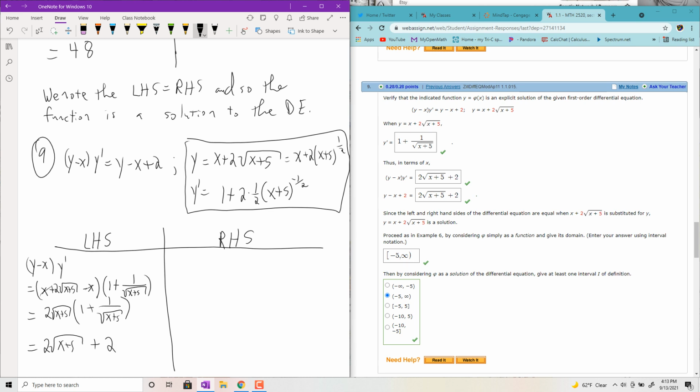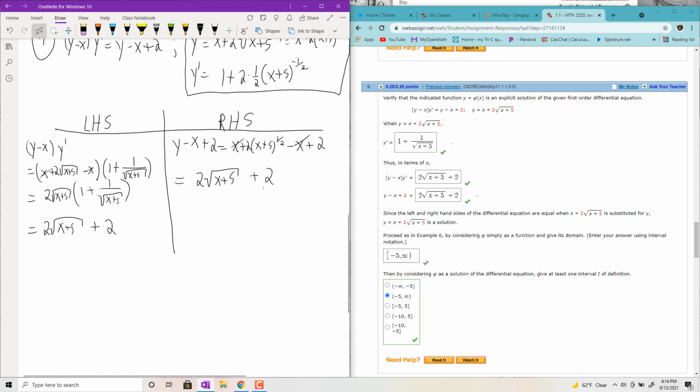And then let's work with the right-hand side and see if we can connect the sides together. So y minus x, you could write it as x plus 2 times x plus 5 to the 1/2 minus x, and then plus 2. And of course you get the x's canceling, and then you have 2 square root x plus 5 plus 2. So the right-hand and left-hand sides are the same. So the function given satisfies the differential equation.